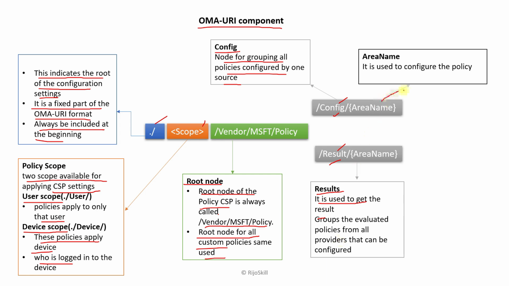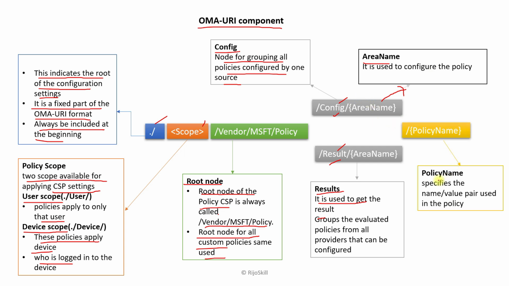So this one is the area name. The area name is used to configure the policy. Whatever policy you are using depends on the area it is configured under. Next we will go to the policy name. The policy name specifies the name or value pair used by the policy. So now you understand the components: the hash value, scope, the root node, then policy configuration or result, then policy name. In the next slide we will give an example, then you can easily understand.